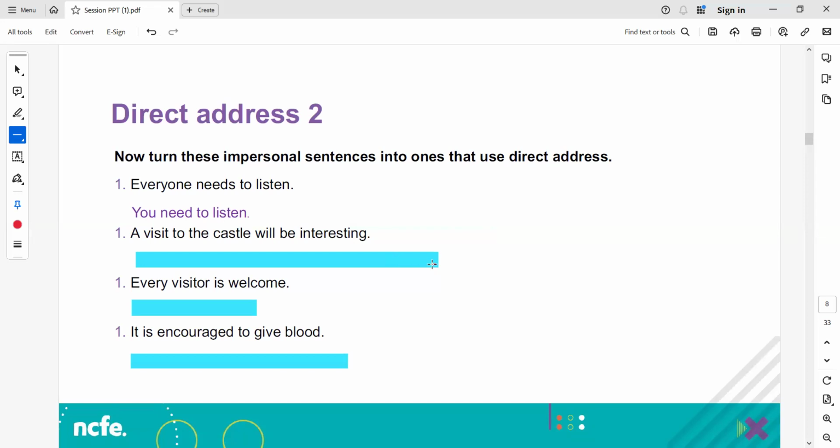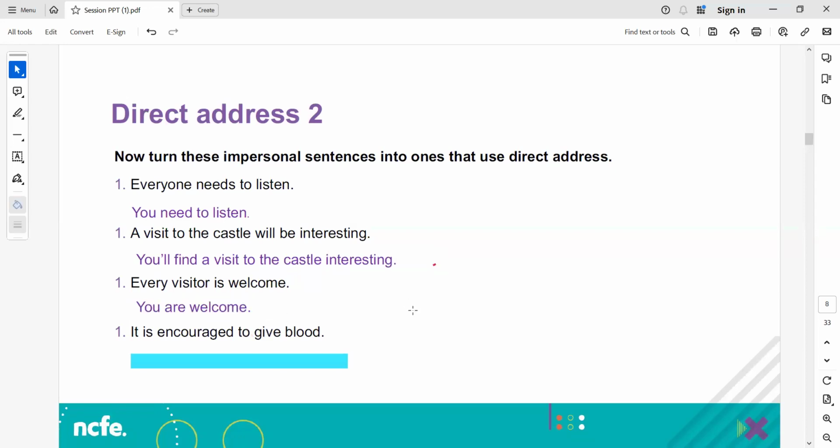Your visit to the castle will be interesting. There's a few different ones we could have there, but yeah, you will find a visit to the castle interesting. Every visitor is welcome. You are welcome as a visitor. Yeah, or just you are welcome. Either of those. Well done. It is encouraged to give blood. We encourage you to give blood. Good. So we encourage you to give blood. Good.